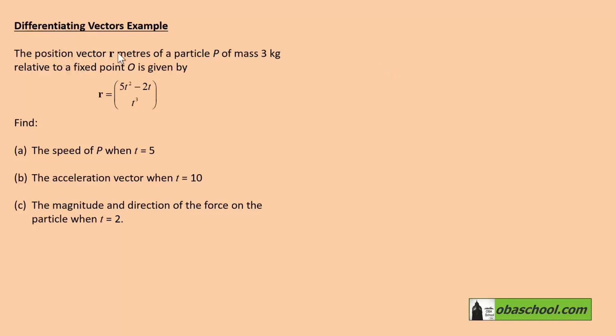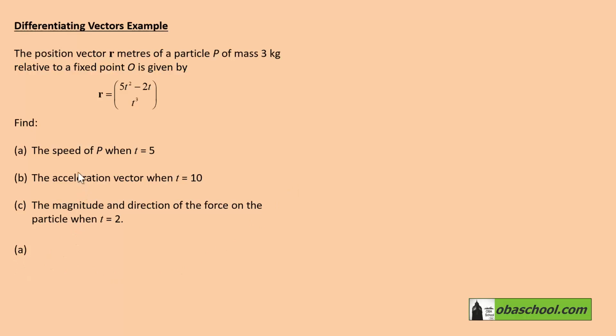The position vector r meters of a particle P of mass 3 kilograms relative to a fixed point O is given by r = (5t² − 2t, t³). We want to find the speed of P when t equals 5, the acceleration vector when t equals 10, and the magnitude and direction of the force on the particle when t equals 2.